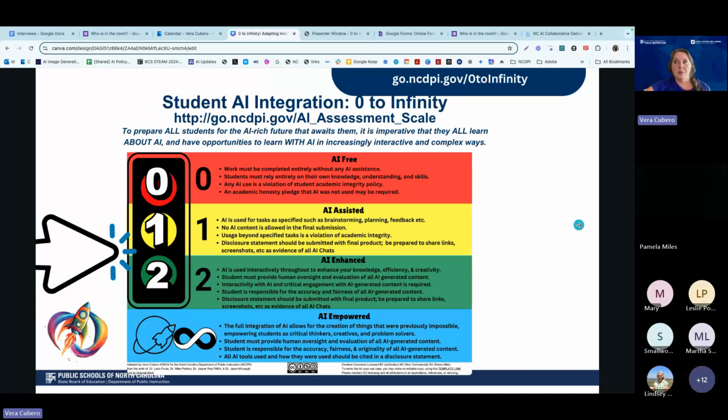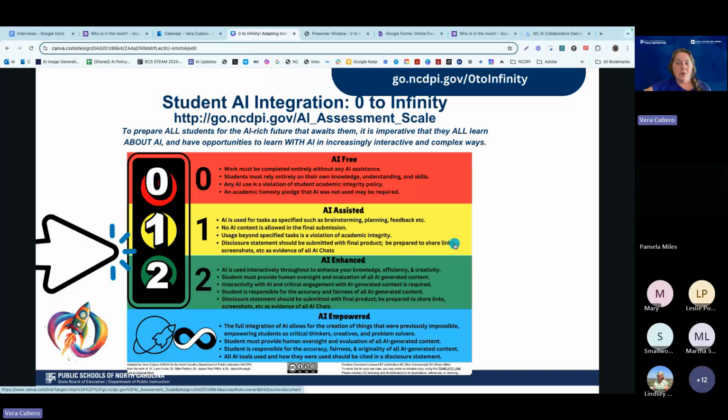And a lot of schools are also requiring students to submit an academic integrity pledge, which is just a simple statement that they did not use AI. And then sometimes, and this is a progression, so that would be the first step, as students are learning to use AI, sometimes they would need to be able to use it as an AI assisted assignment, which they're using it for tasks that are specified by the teacher, like brainstorming, planning, feedback, etc. But at this level, they would not be allowed to include any AI generated content in their final submission. And any use beyond that would be a violation of academic integrity.